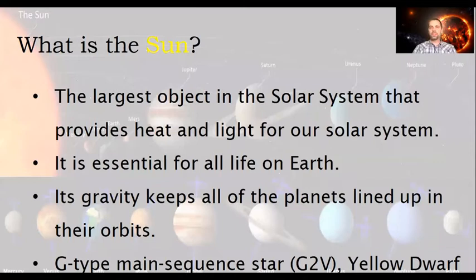So what is the Sun? The Sun is the largest object in the solar system that provides heat and light for us. As we discussed before, it is essential for almost all life on Earth. Just almost, because there are some living forms, they don't need energy from the Sun. For example, deep sea bacteria. Its gravity and the rotation keeps all of the planets lined up in their orbits. Without the gravitation force, the planet would fly away, but without the rotation, everything would dive into the Sun.